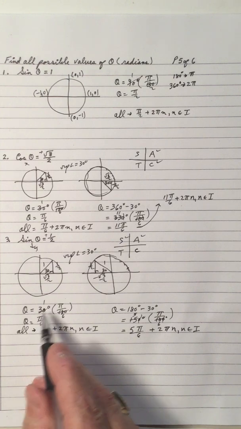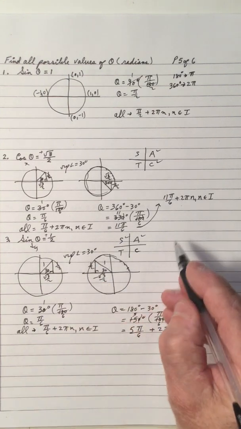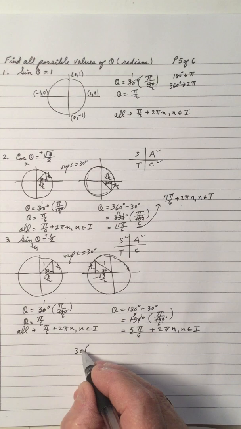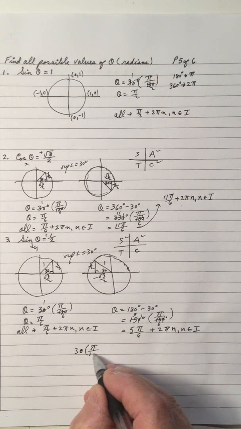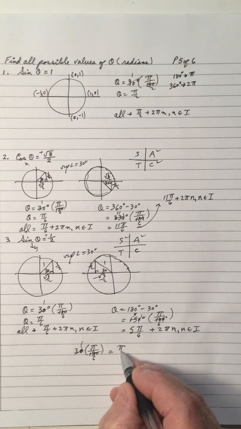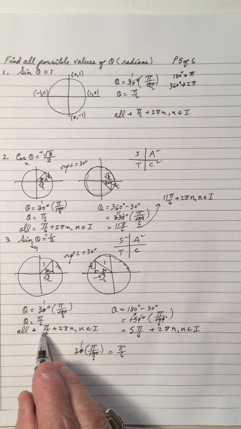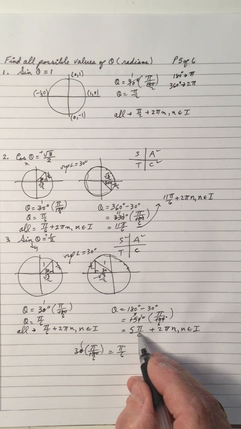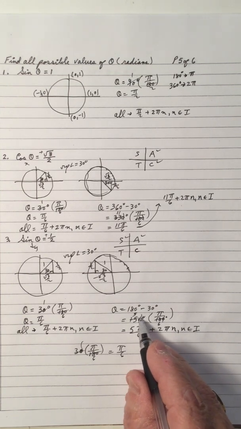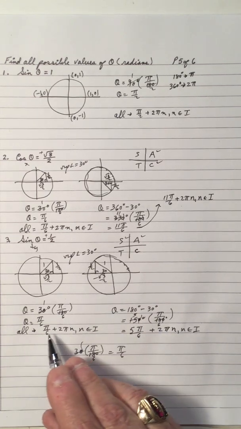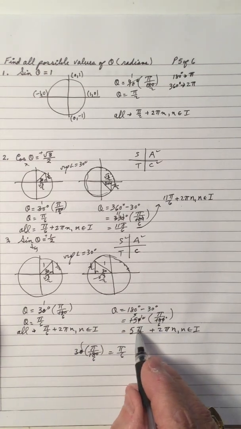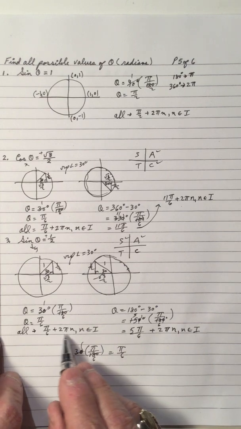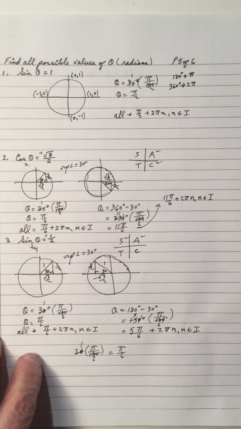And again, notice the reference angle is 30. 30 is pi over 6. Notice the answer here, we got pi over 6, add on this. Notice we got pi over 6, which is the reference angle. That's 30. Pi over 6 is 30. 5 30s makes 150. So each of these answers here and right here has to have a pi over 6. But we want all of them, so it's 2 pi n, where n belongs to the integers.